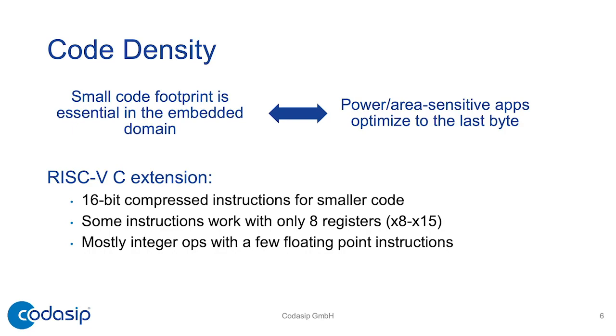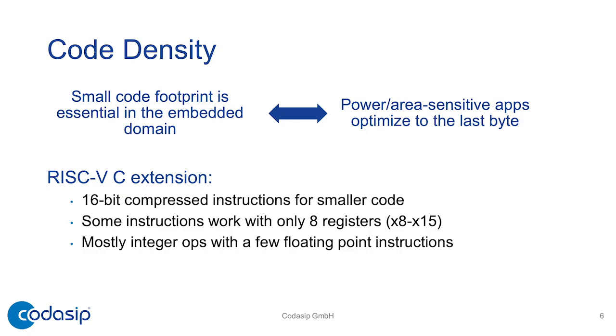So why are we talking about code density? Well, it's really important, especially in the embedded domain. Because if you have a small memory footprint, you can have small memories, which leads to small power, area, and so on. So it's really essential to have really good code density in the embedded or deeply embedded domain. Now RISC-V targets it with the C extension.